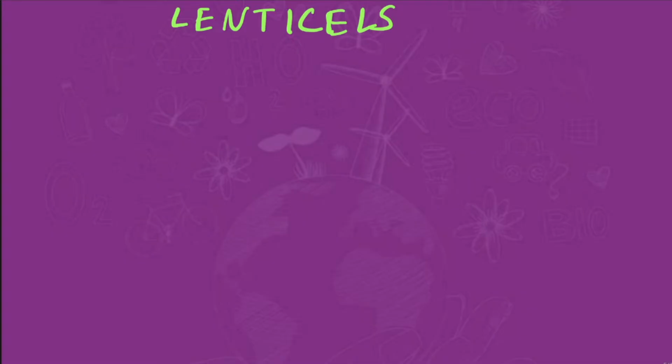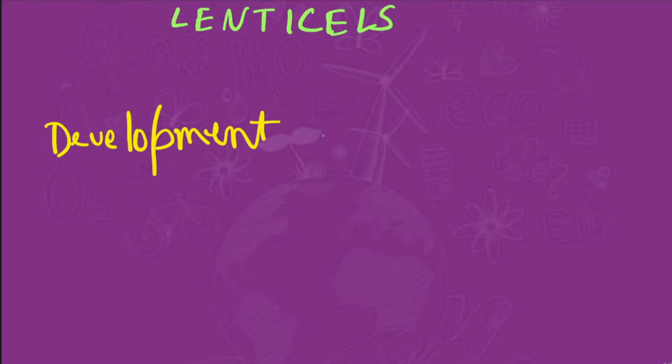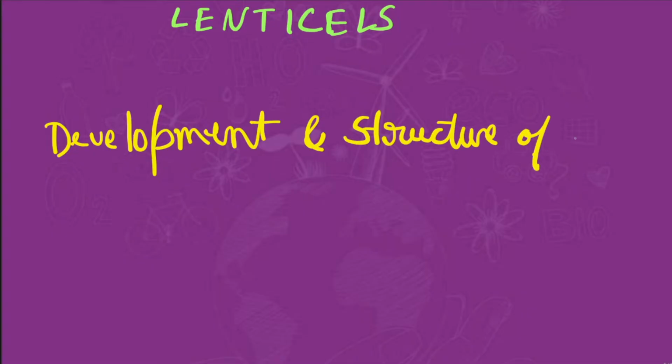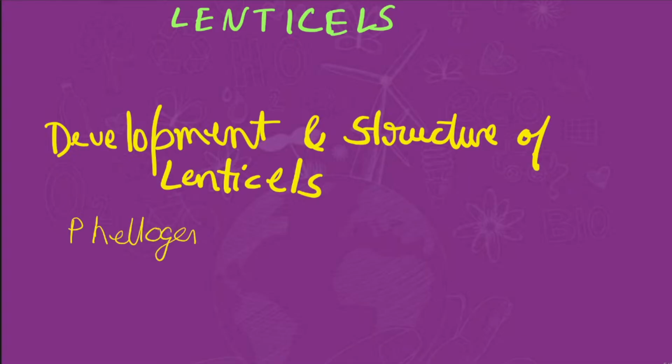Development and structure of lenticels. Lenticels originate from a localized region in the phellogen that becomes continuous with the non-lenticular phellogen. Lenticular phellogen has more intercellular spaces and produces derivatives at a higher rate than does non-lenticular phellogen.